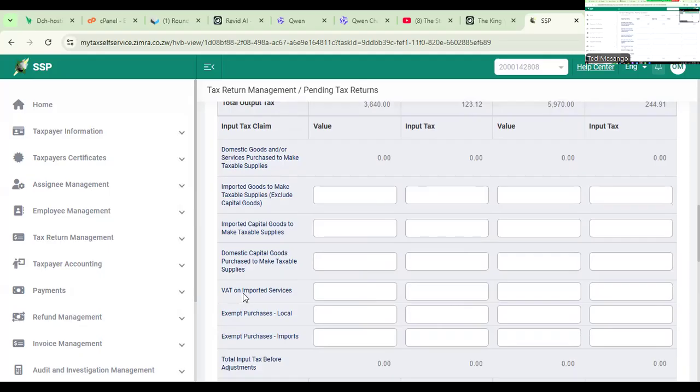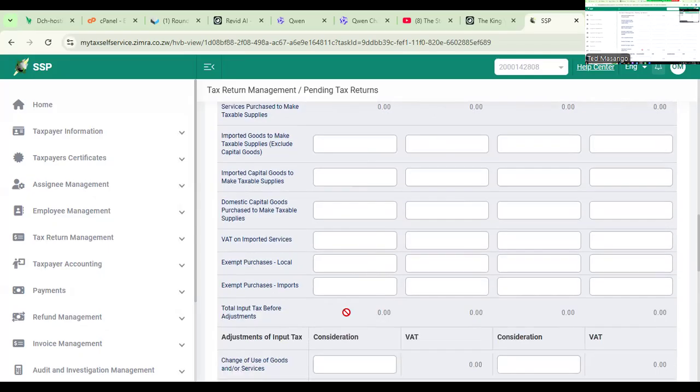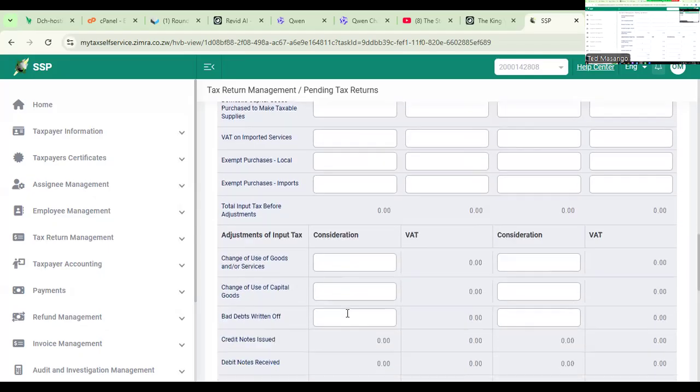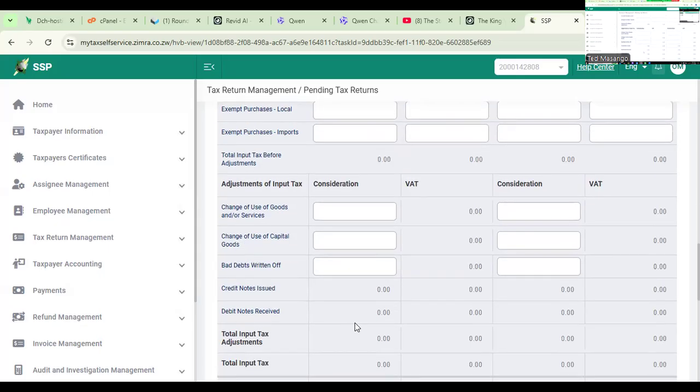Then VAT on imported services. If you imported some services, you could have imported some accounting systems. It could be an enterprise resource planning software. You may have imported that, and you should have customs papers to prove that. Exempt purchases, imports, you could just put them there. Then you could adjust change of use of goods. Change of use of capital goods, bad debts written off, you could put them there.